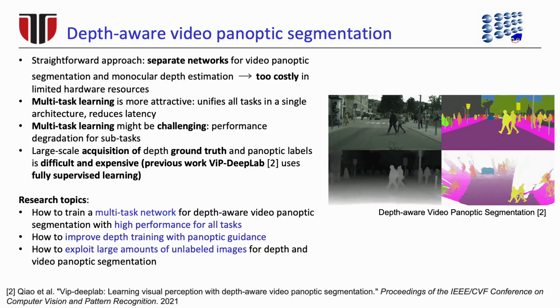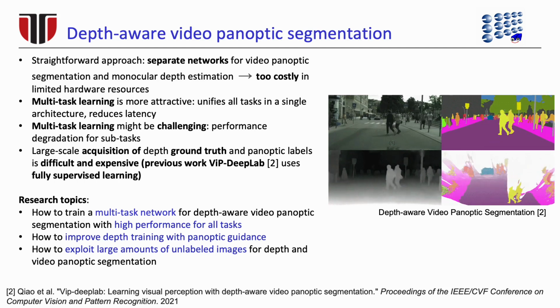Compared to the straightforward approach of using separate networks for each subtask, which incurs high computational costs, multitask learning is more attractive because it reduces the latency by unifying all the tasks under a single architecture. However, multitask training is challenging and performance degradation for one task can be observed. Previous works use fully supervised learning, but large-scale acquisition of depth ground truth and panoptic labels is difficult and expensive.